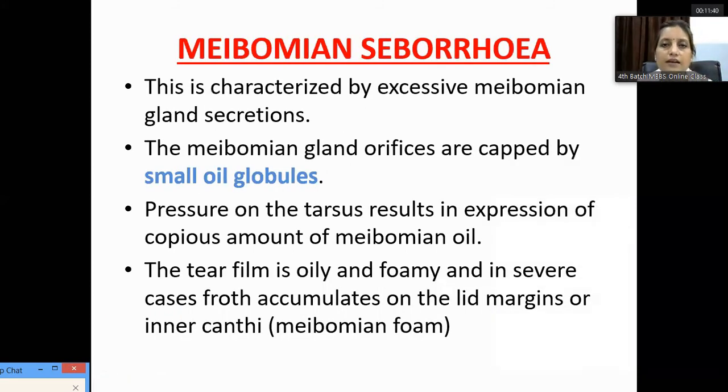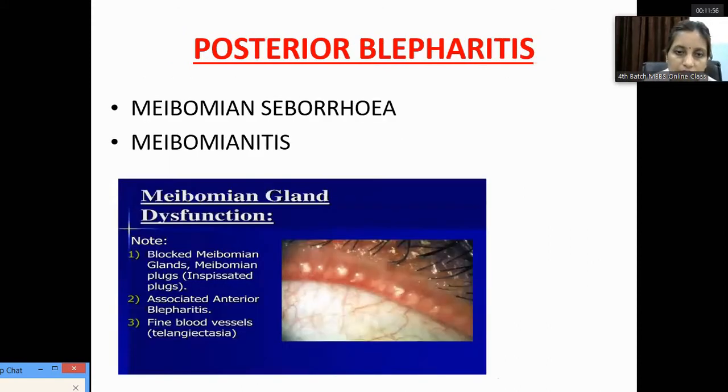This is characterized by excessive meibomian gland secretions. The meibomian gland orifices are capped by small oil globules, and pressure on the tarsus results in expression of copious amounts of meibomian oil. So you can see some of these plugs in the orifices. It looks like oil coming out, and some of these are empty. When you give pressure at the tarsal plate, you can see this copious amount of oil secretions coming out.